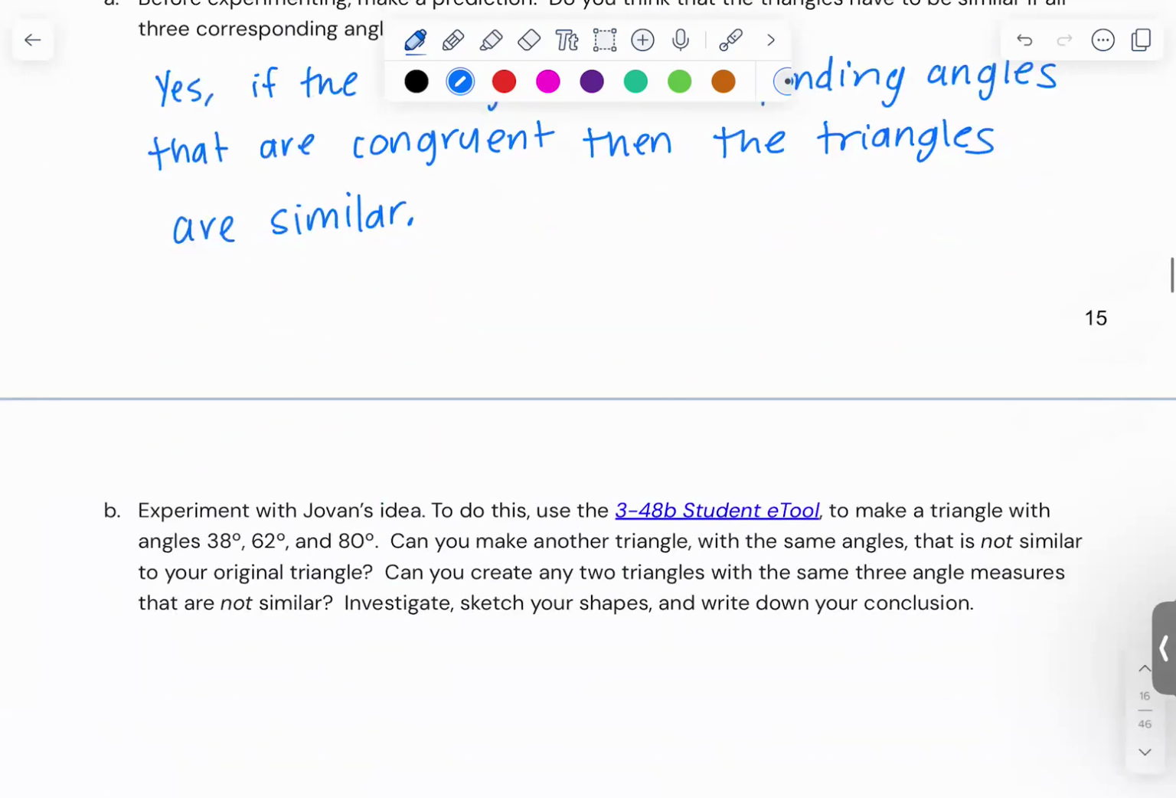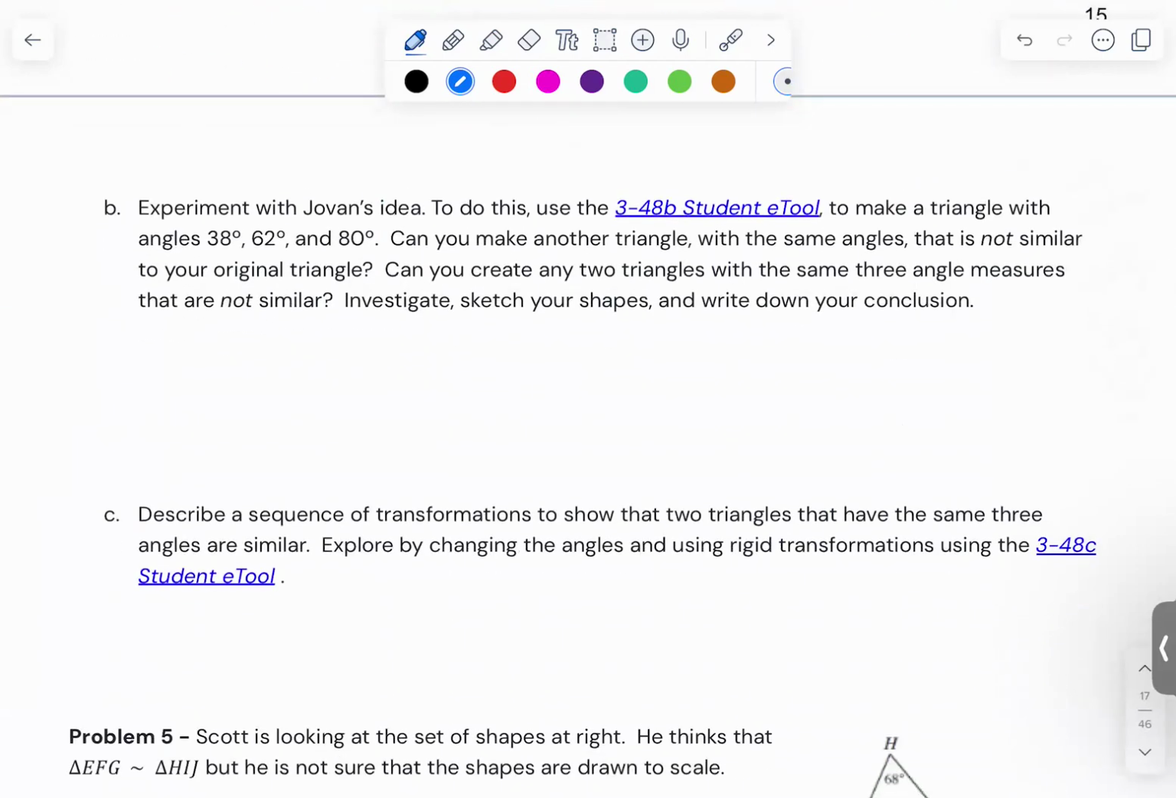Okay. Going on to part B, experimenting with Joven's idea. You would use that tool to make a triangle with angles 38, 62, and 80. How can you make another triangle with the same angles that is not similar to your original triangle? Can you create any two triangles with the same three angle measures that are not similar? So if you tried to draw any two triangles that are different but have the same angle measures, you wouldn't be able to. They would still be similar in shape but not in size.